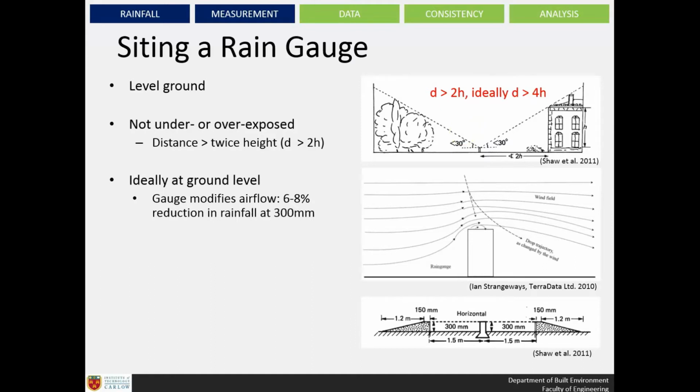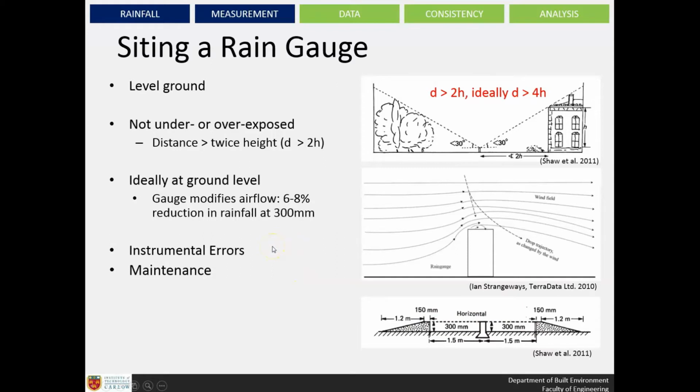You should also ideally have it at ground level. You see in the second picture that the gauge itself physically modifies airflow. You can see that as the air is flowing along the ground, it accelerates going over the gauge, which can affect the drop trajectory. So if it's not at ground level, it can actually reduce the amount of rainfall by, for example, 6 to 8% if the rain gauge is 300 mil high. So ideally, it's something like this bottom picture where the rain gauge is at ground level. So there's some of the physical things you have to take into account.